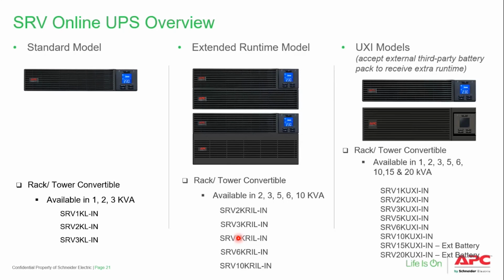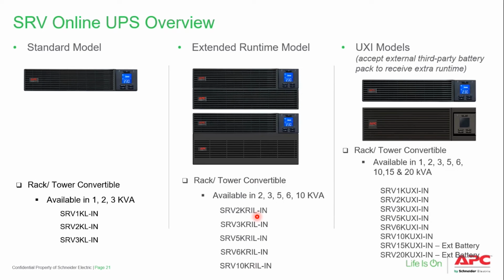We have three categories in this product portfolio: standard model, extended runtime model, and UXI model. The standard model means the UPS has an internal battery inside, where we cannot connect any battery further for runtime enhancement. We call it a standard model. We have only three models in it: SRV 1KL-IN, 2KL, and 3KL-N. For the extended runtime model, we have models from 2 kVA to 10 kVA.